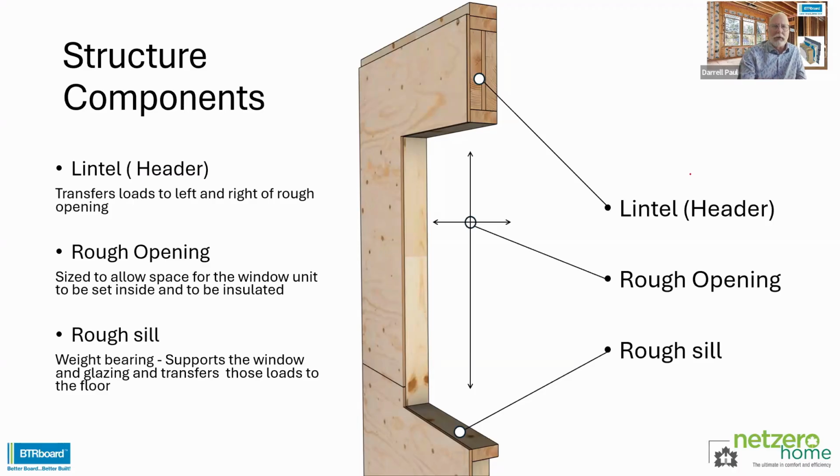So you have a lintel or a header, which supports the opening, transfers the loads from the middle down to the sides. You have a rough opening, which gives you the size of the window plus a little bit of space around it. Realistically, what that's for is shifting and movement of the wall so it doesn't crush or damage the glass or the glazing or the window itself. And it gives you a little bit of space to provide that air barrier and some insulation around the window. But then you also have the rough sill, and the rough sill is what suffers most in existing homes when there's no protection.